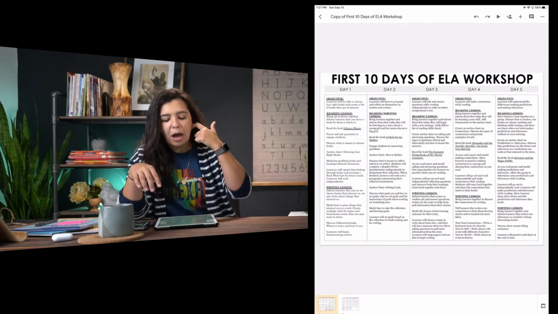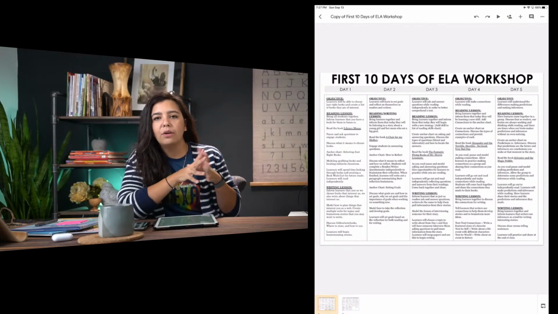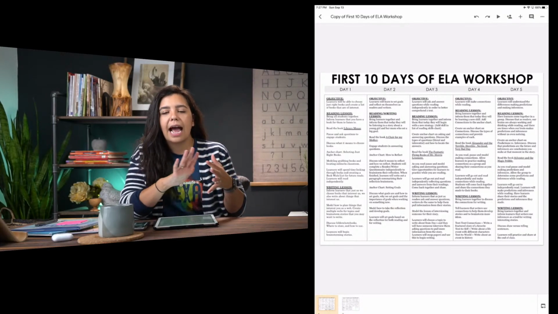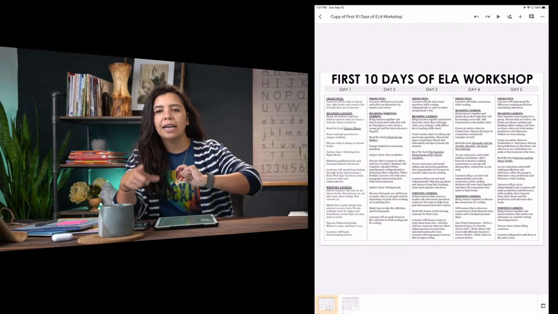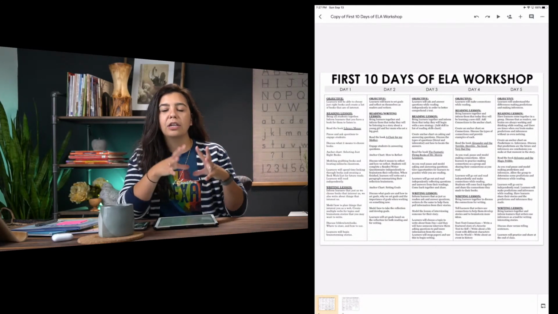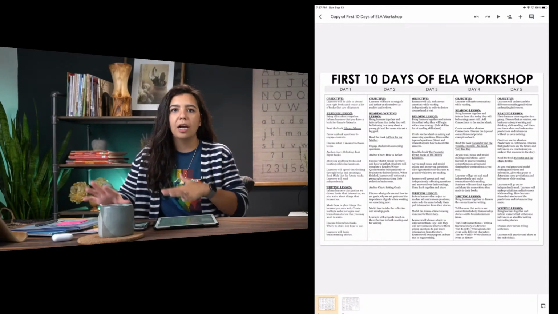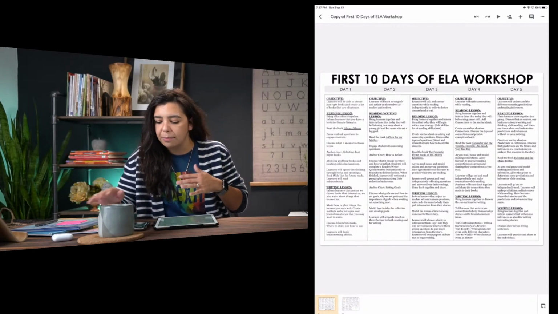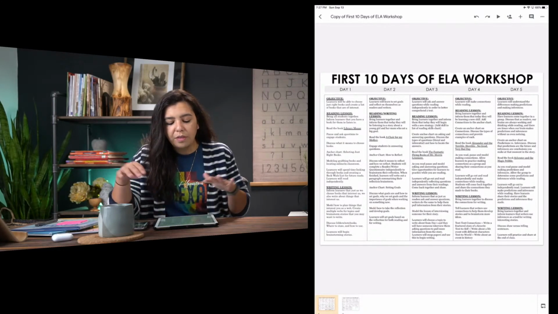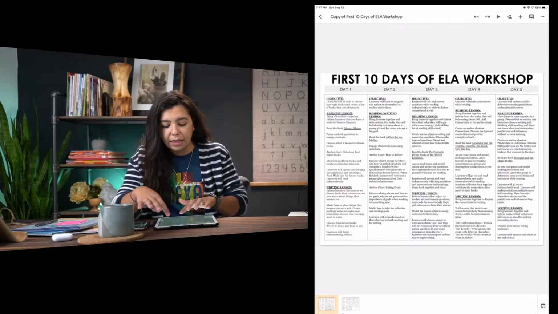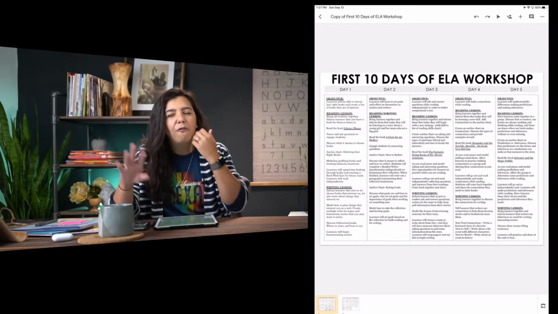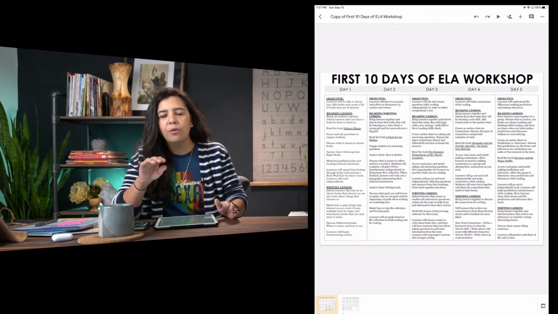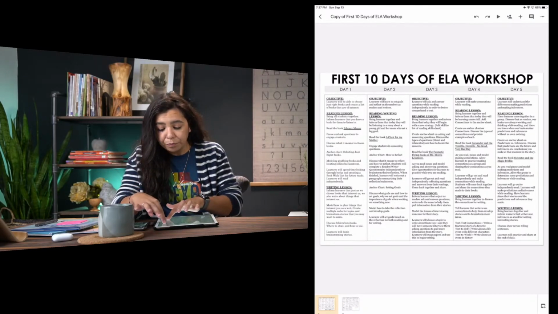And so I came out with the first 10 days of ELA workshop, and these are the plans that I will put into place to start teaching some of those skills, the strategies, the technology, all of the little pieces that I feel like are really important before I jump into Bridging Literacy curriculum. This past few days, we've actually done day 1, 2, 3, and 4. It was a 4-day week last week, so I was only able to do 4.